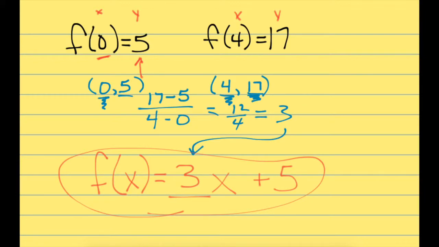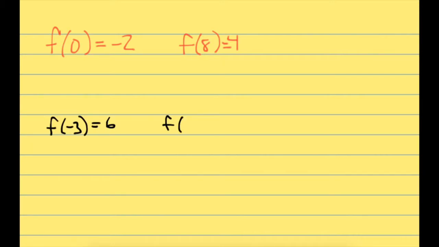Now I'm going to give you two sets of points, and I want you to find the equations that go with them. So the first set is f of 0 equals -2, and f of 8 equals 4. Second set is f of -3 equals 6, and f of 0 equals 5. So take a second, pause the video, and find the equations that fit those points, and then unpause the video and we'll go through them together.